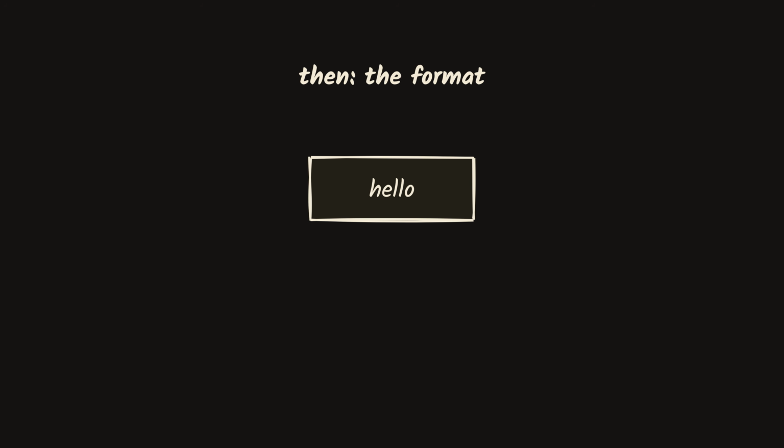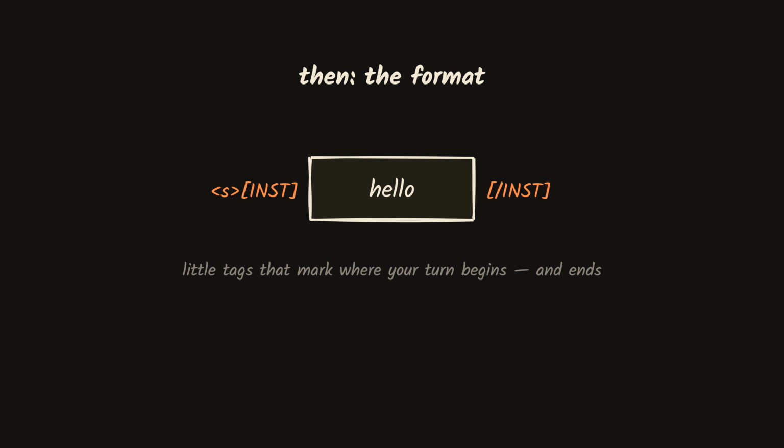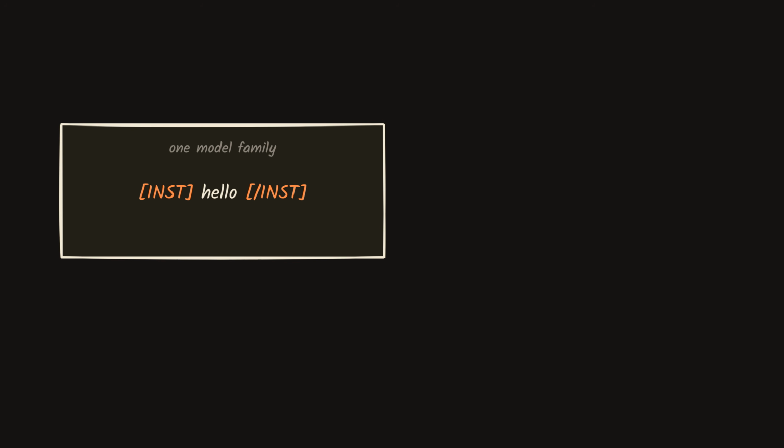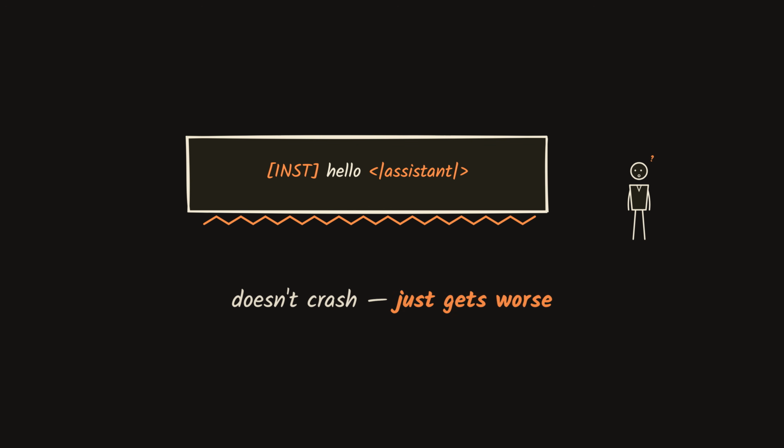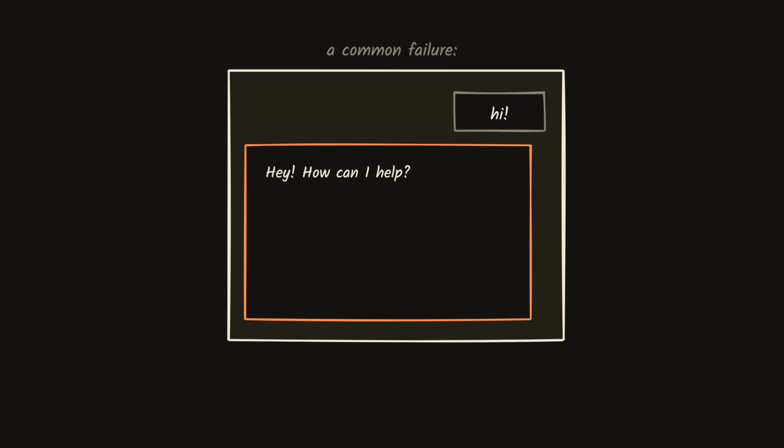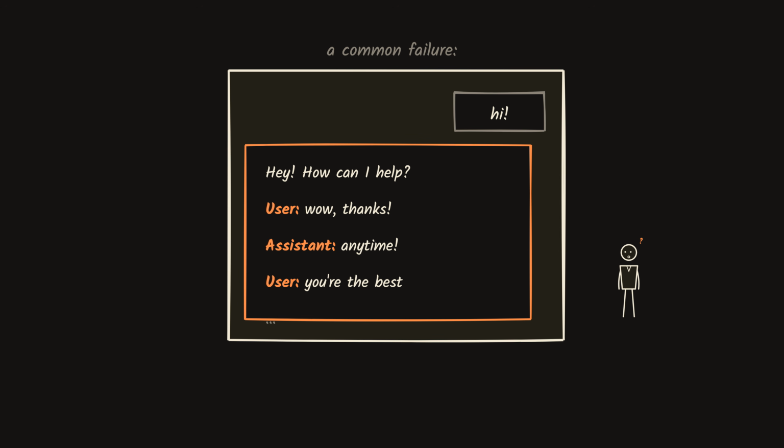Then there's the format. Every model family wraps your message in its own special markup. Little tags marking where the instructions end and your turn begins. One model wants your text bracketed in inst tags. The next wants its own user and assistant tokens in an exact spot. Get that wrapping wrong, and the model doesn't crash, it just gets worse. A common failure, it carries on writing both halves of the conversation itself, because without the right markers, it never gets the cue that it's your turn to talk.